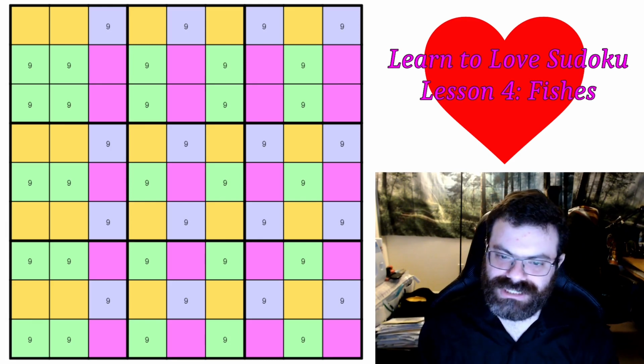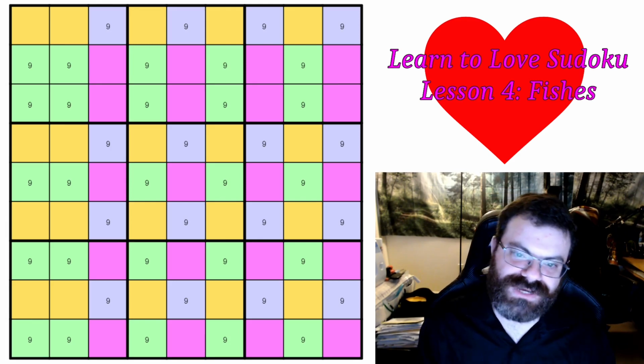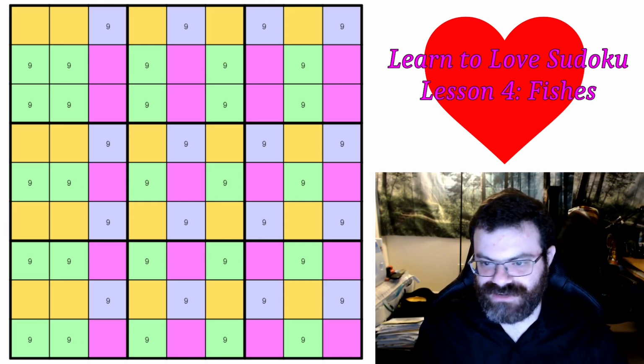So if you find a 5-fish, you will also find a jellyfish. Just instead of on rows, you do it on columns, or vice versa.